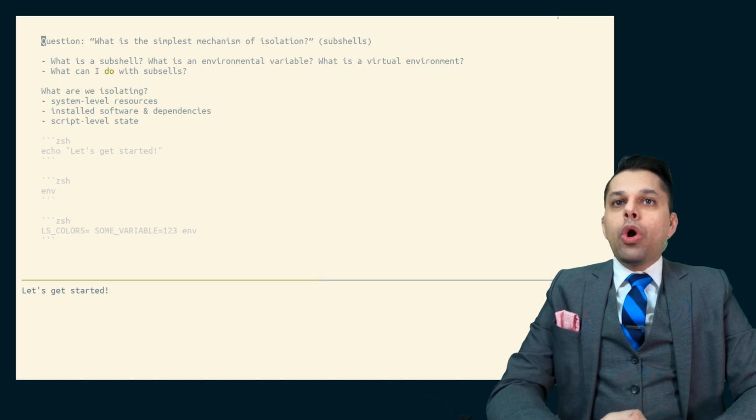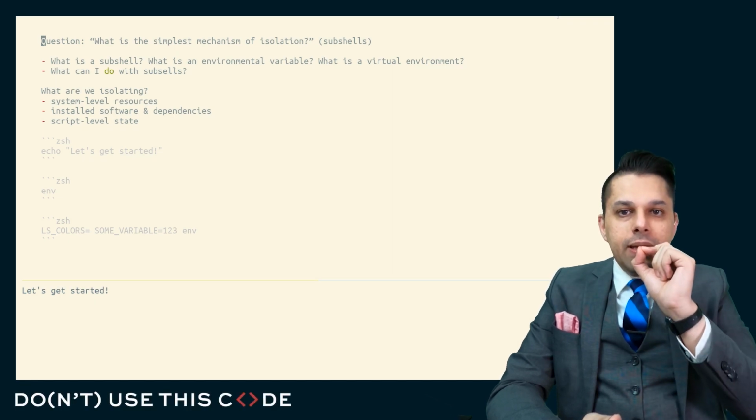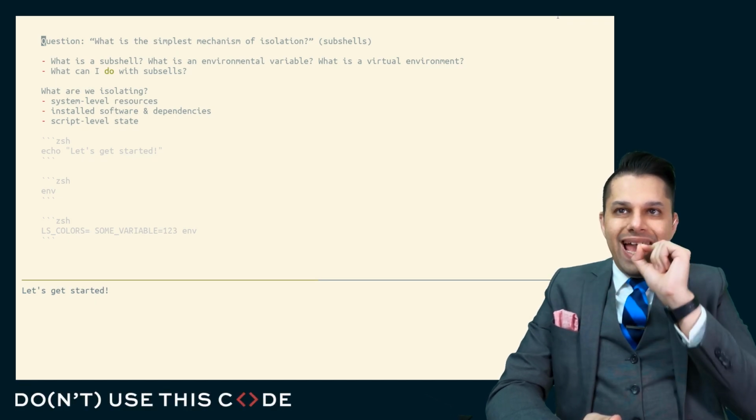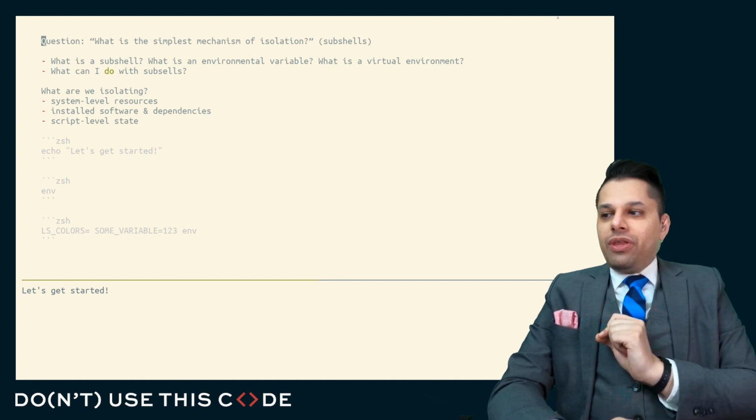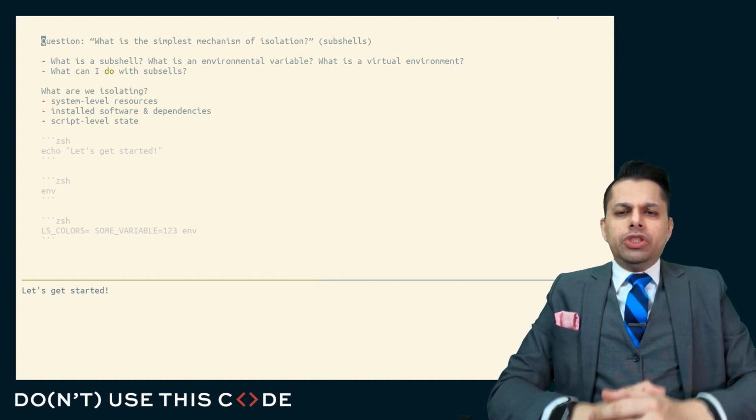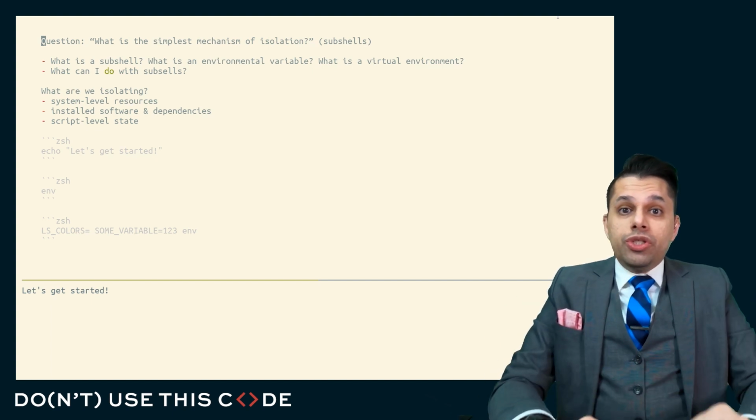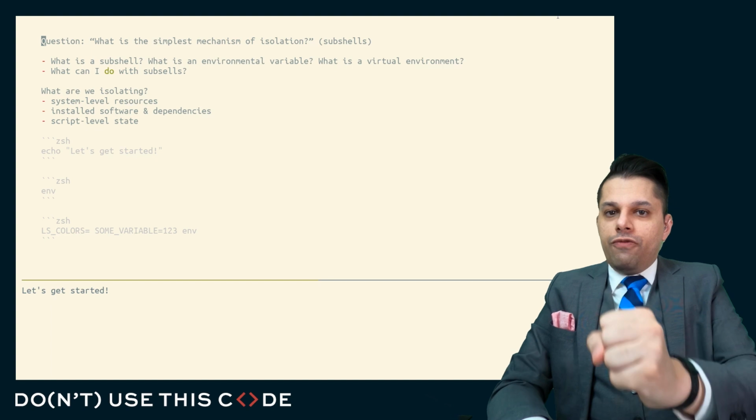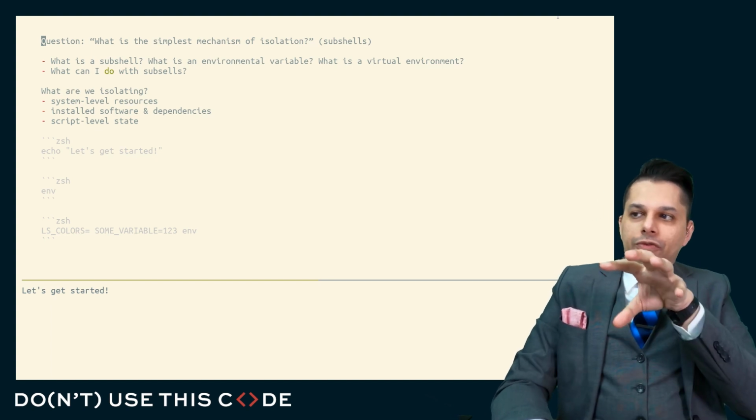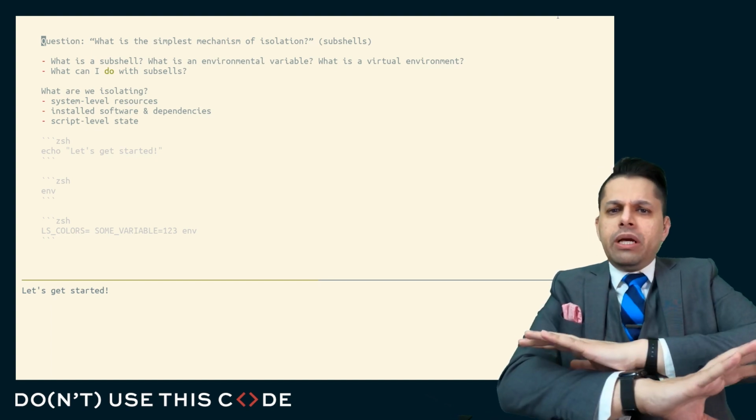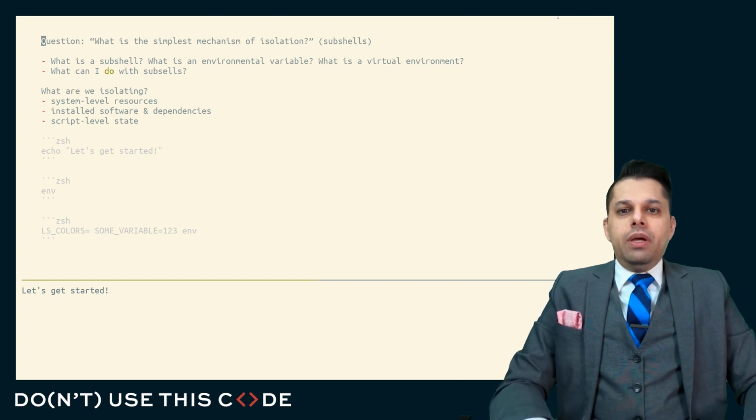This question is titled, what is the simplest mechanism of isolation? Because you know that there are very, very complex isolation-driven mechanisms like virtual machines. You could start up your VMware or VirtualBox or QEMU and have a virtual machine with Linux installed in it. It would be completely isolated from the rest of your system.